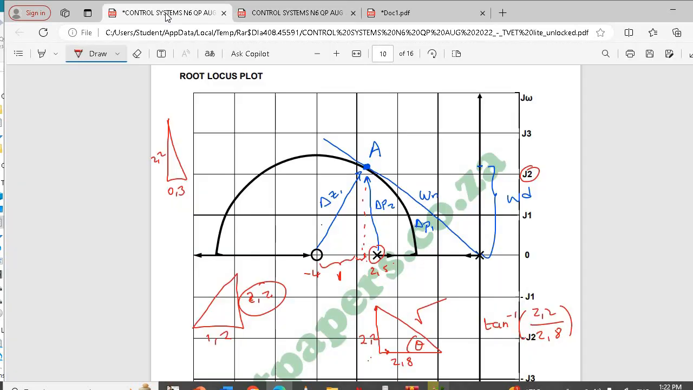Then the last question is probably the frequency at which the system becomes unstable. We know the system will never be unstable because this line here doesn't look like it will go this side and cross the JW axis. So you just say the system will never be unstable because it will not cross the JW axis.